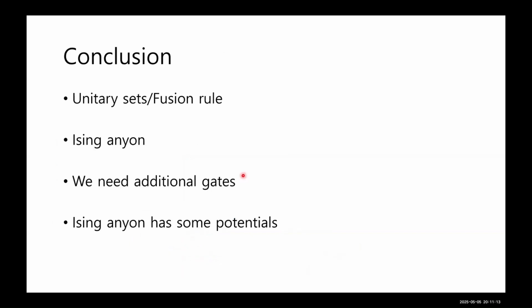Okay, let's conclude my presentation. The first point: if we have a fusion law, we can define the possible unitary gate set. And if we try to use Ising Anyons, we need more than braiding because there is no suitable gate set to implement a universal gate. But even so, using anyons has some potential because it's really easy to implement base gates, and measurement itself has some potential. Thank you for listening.